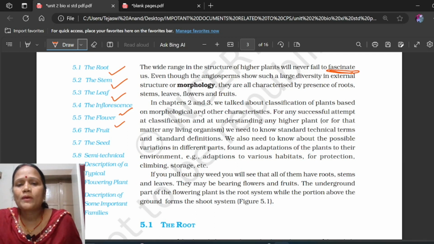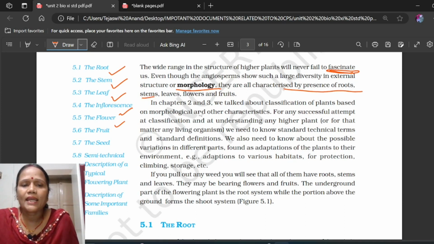Even though the angiosperms show such a large diversity in external structure or morphology, they are all characterized by the presence of roots, stems, leaves, flowers, and fruits. So we can see that a typical angiospermic plant has all those parts: root, stems, leaves, flowers, and fruits. These are the external features, and so it is called the morphology. The external structure is called the morphology.